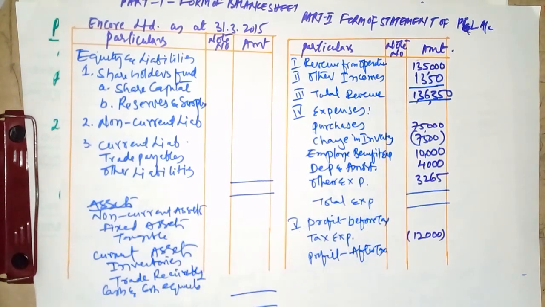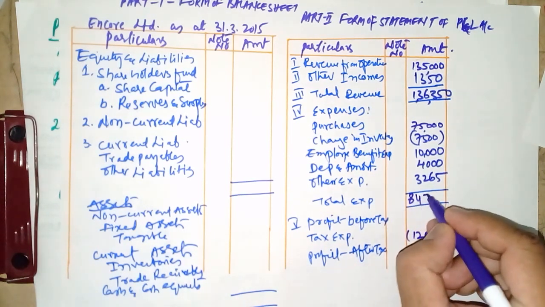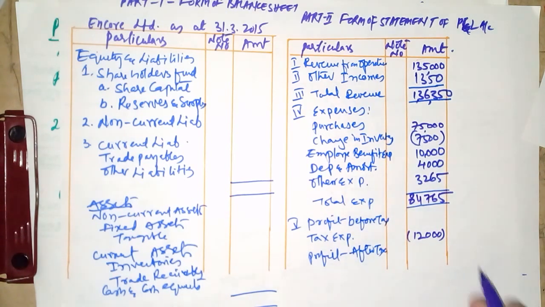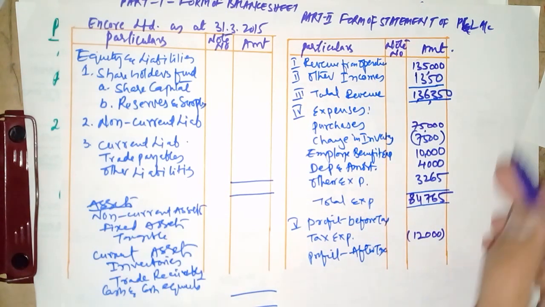So 75,000 purchases minus 7,500 is a negative figure, right? So once the 7,500 deducted, then add 10,000, then 4,000, then 3265. The summation is 84,765. So with this we got total expenses and total income.